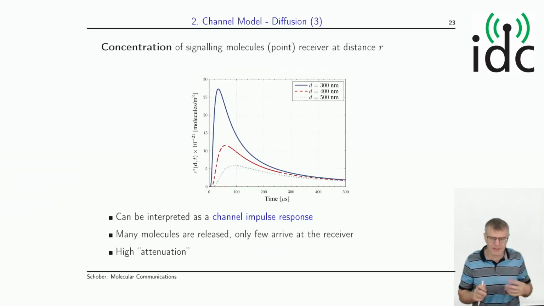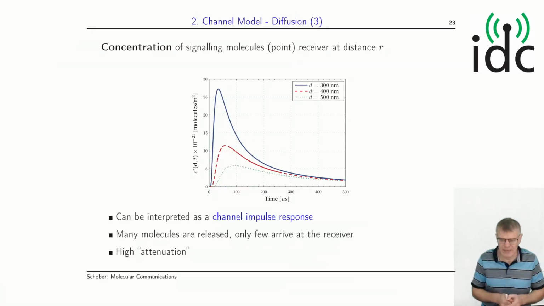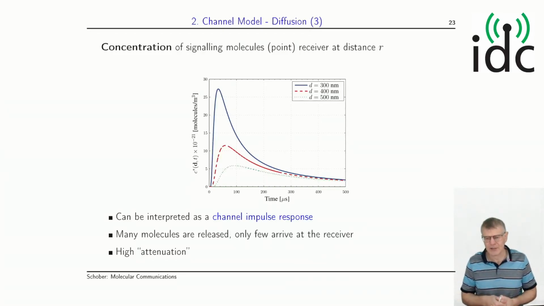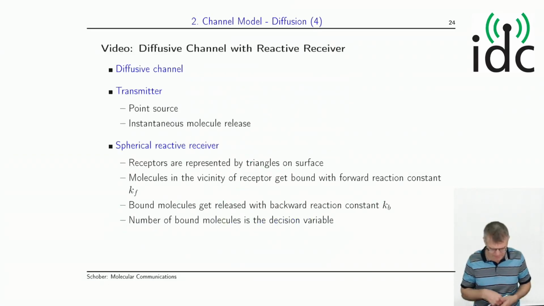Now this characteristic that we have there, so the concentration at a certain point in space as a function of time after impulsive release, this is also called the impulse response of the channel. So this would be the impulse response of this molecular communication channel for a point receiver and the instantaneous release. So this gives you an idea of how the concentration develops over time.